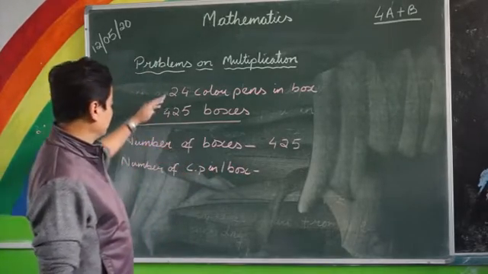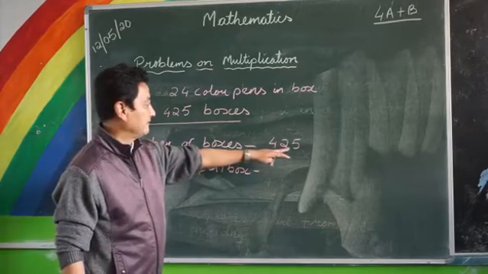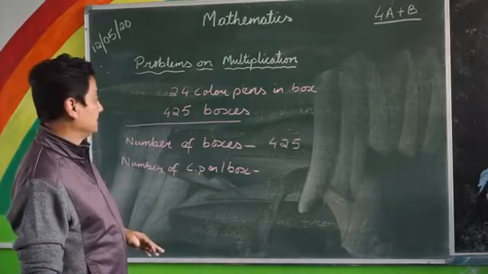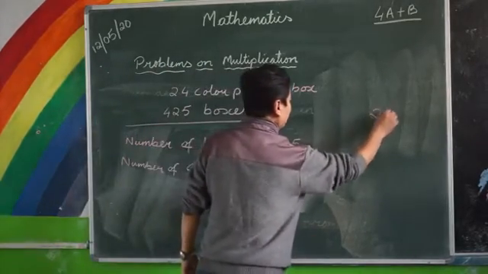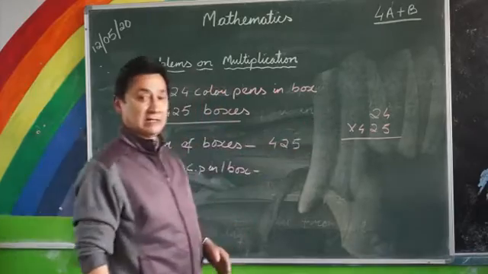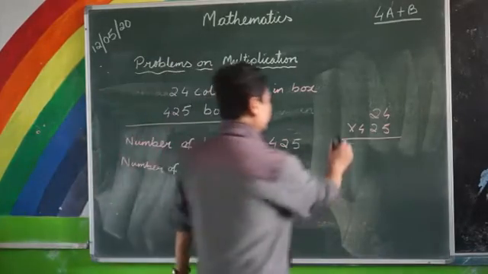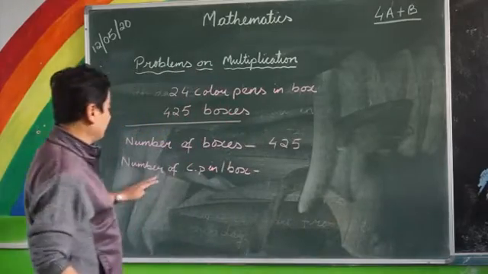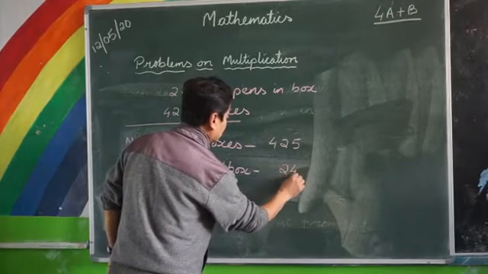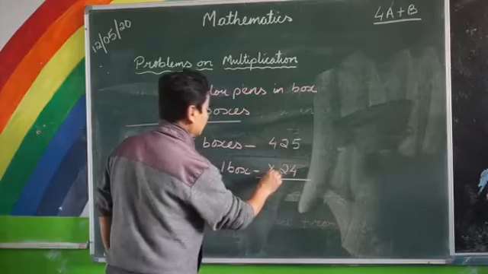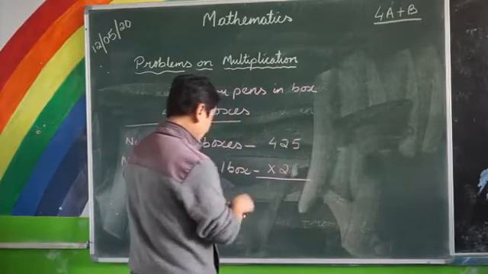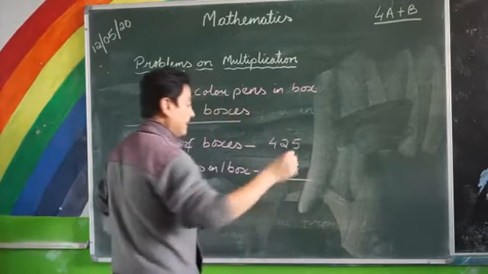So we have put number of boxes 425. We have put this number on top because it's a bigger number. It will be easier for us to multiply, because when we put 24 multiplied by 425, we can multiply that, but it will be a little difficult. So let's do that again. So number of color pens in one box. How many? 24. So we have to multiply this to get your answer. We have to multiply to find out how many color pens are there in all.